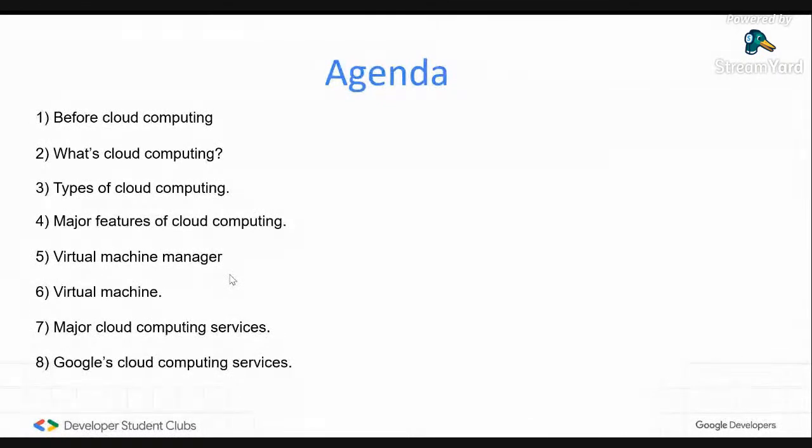The first one is before cloud computing. The second one is what cloud computing is. The third one is the types of cloud computing. The fourth one will be the major features of cloud computing. The fifth one will be the virtual machine manager. The sixth one will be the virtual machine. The seventh one will be the major cloud computing services. And finally, we will end the session by discussing Google's various cloud computing services.